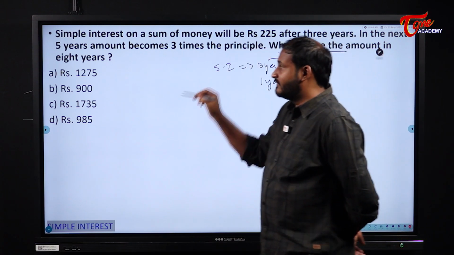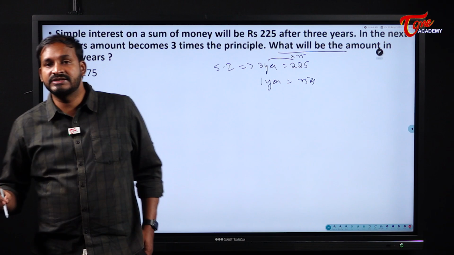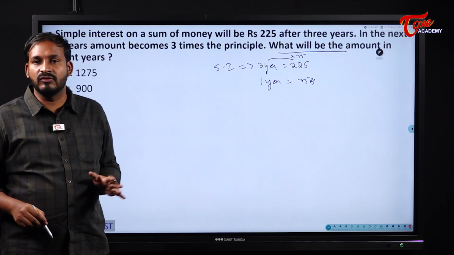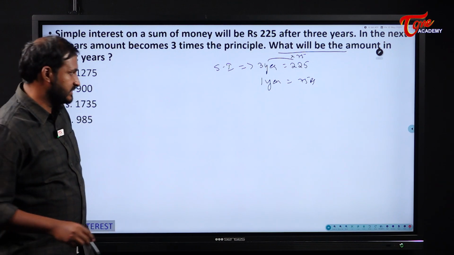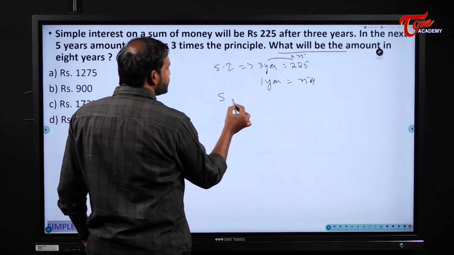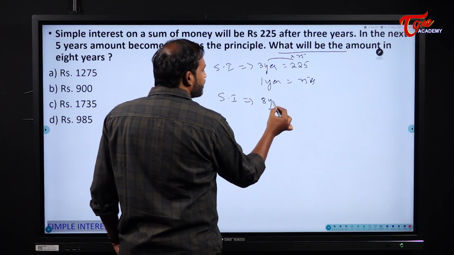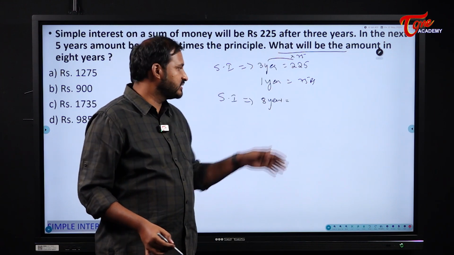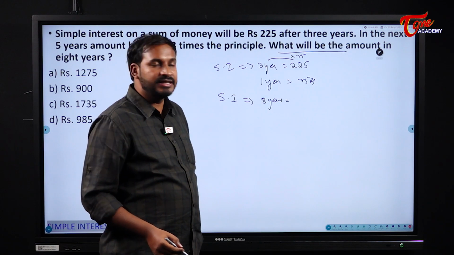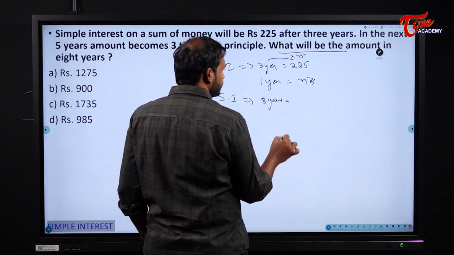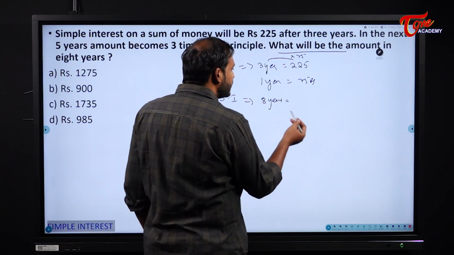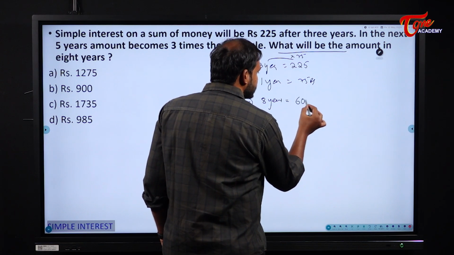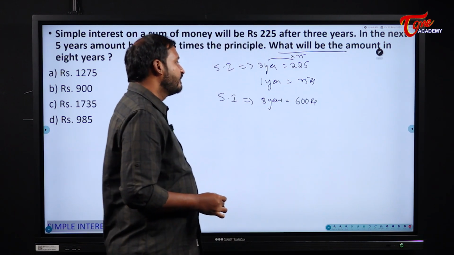In the next 5 years, amount becomes, in the next 5 years means what? Already 3 years are finished. Next 5 years means overall how many years have finished here? 8 years. Now tell me what will be the simple interest for 8 years? According to this logic, 75 into 8. Am I correct? 75 eights are what it becomes? 600. 600 rupees is the interest earned for 8 years.